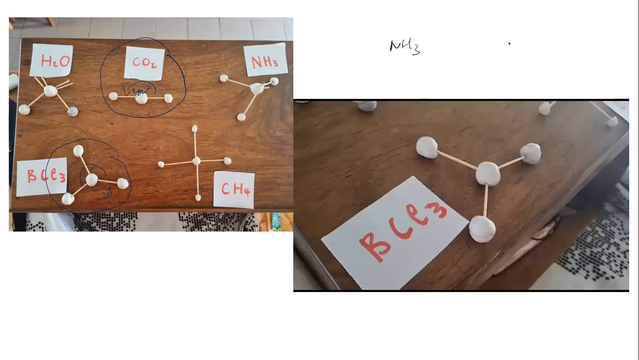NH3, the Lewis structure will look like this. We're going to have nitrogen at the center. We're going to have hydrogen, hydrogen over here, and we are also going to have hydrogen. And in there, we're going to have lone pairs.